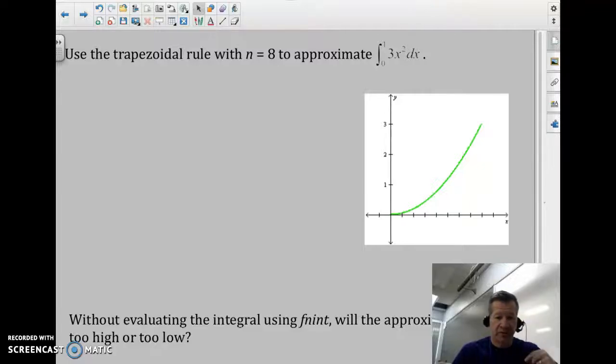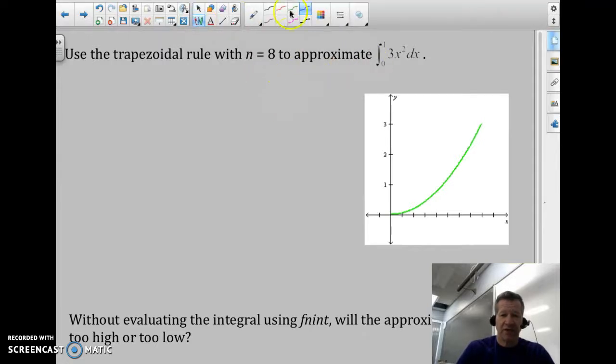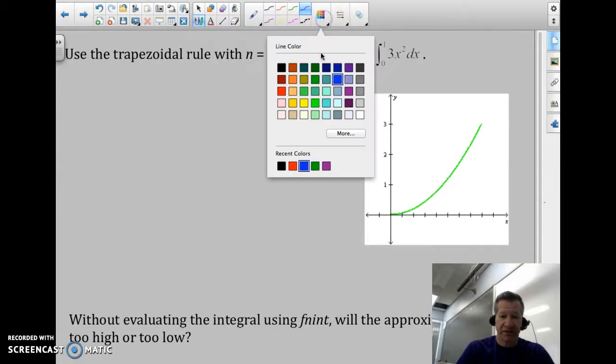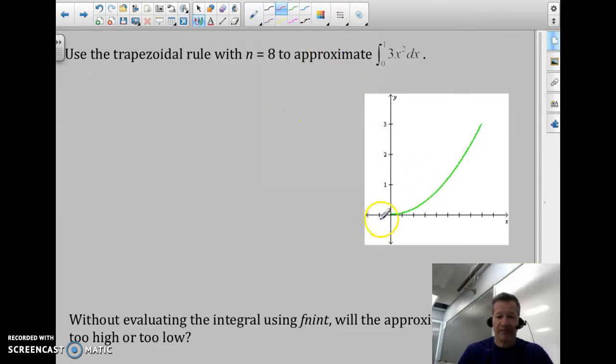Okay, more trapezoidal rule. Here we're going to use the trapezoidal rule with n equals 8 subdivisions to approximate the integral from 0 to 1 of 3x squared dx. So let's try this. First of all, the graph of 3x squared is a parabola up, vertex at the origin, a little narrower than x squared would be. So again, let's try to do it without actually drawing the trapezoids this time. So this area we're going to calculate.